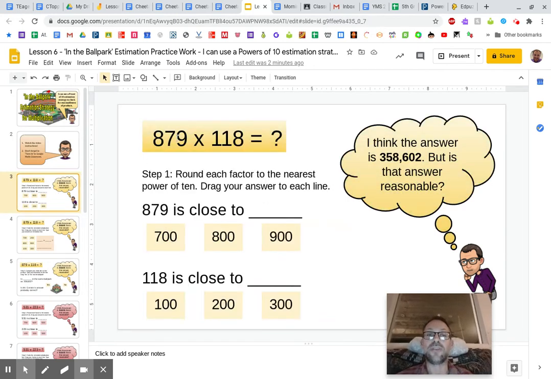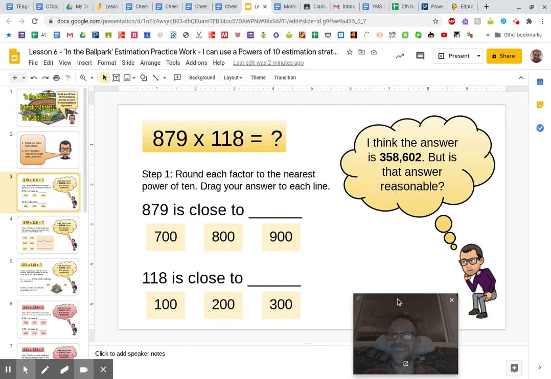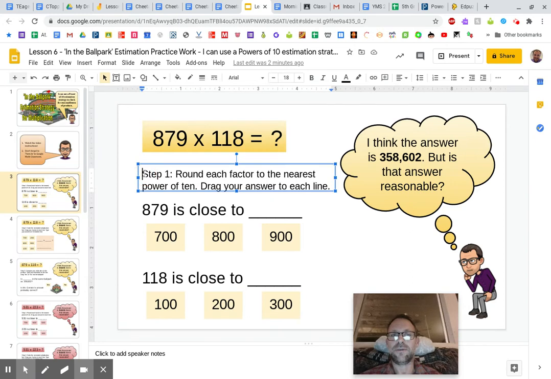In this first slide, you're given a problem. 879 times 118 equals what? And you see Mr. Gironis sitting in the corner here, just behind the other Mr. Gironis. And he's thinking, I think the answer is 358,602, but is that answer reasonable? And the directions here say, step 1, round each factor to the nearest power of 10. And it says drag your answer to each line.